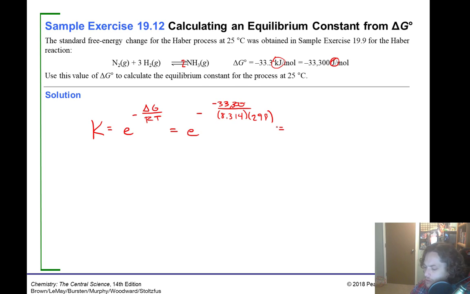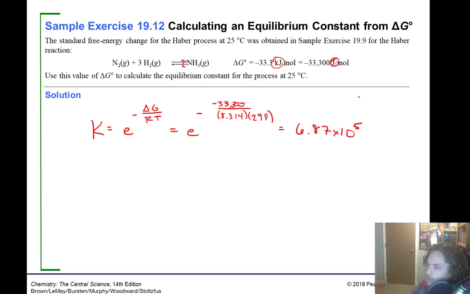So here we go. e to the negative 33,300 divided by 8.314 times 298. And I get a very big number, 6.87. How many sig figs do we want here? 3 sig figs. So 6.87 times 10 to the fifth. And this would be our equilibrium constant, so it doesn't have units. So 6.87 times 10 to the fifth.